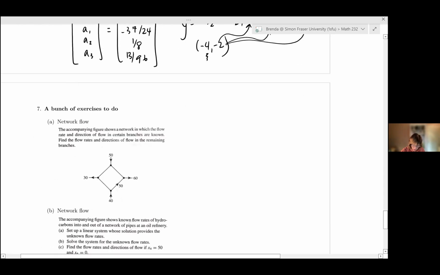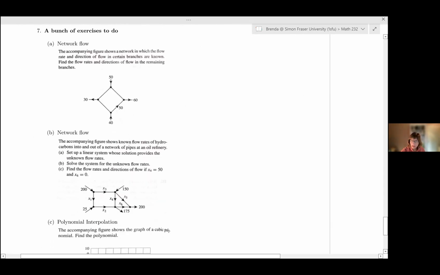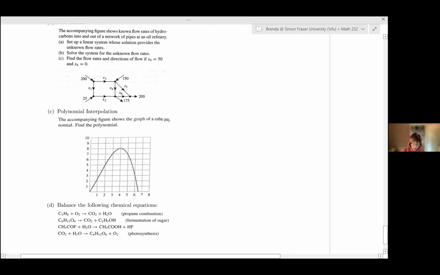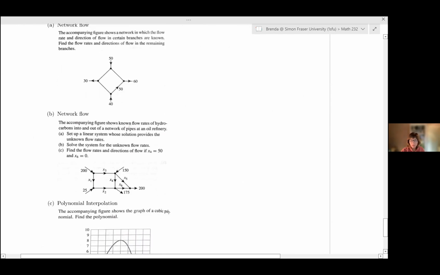And here are some exercises for you to try out, a couple of network flows and polynomial interpolation, and then balancing some chemical equations. This might be a little bit time consuming, but the more you can practice, the better it is. Okay, I'm done with this, and I'm going to be back with the next lecture shortly.